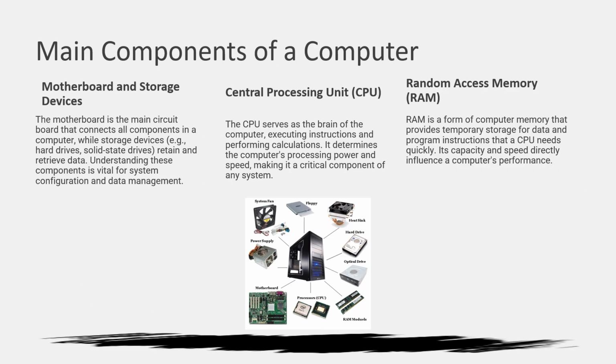Now I come to the main point. What are the main components of a computer? The motherboard and storage are one of the main components of computer hardware. Then the central processing unit, which we normally know by the name CPU, and another is memory, random access memory, which we normally call RAM.